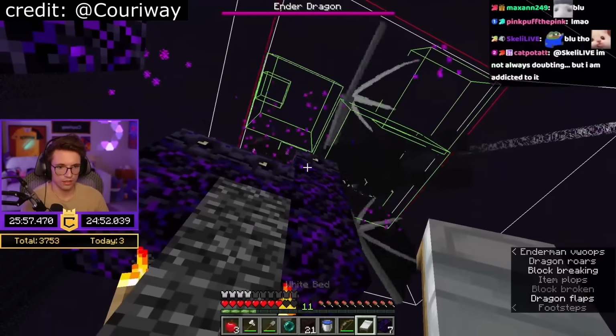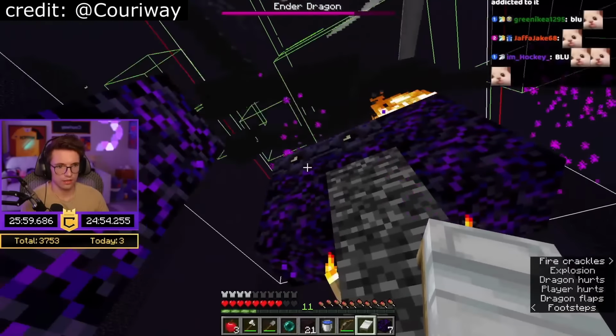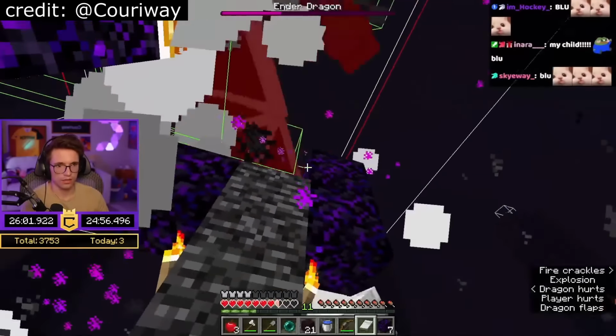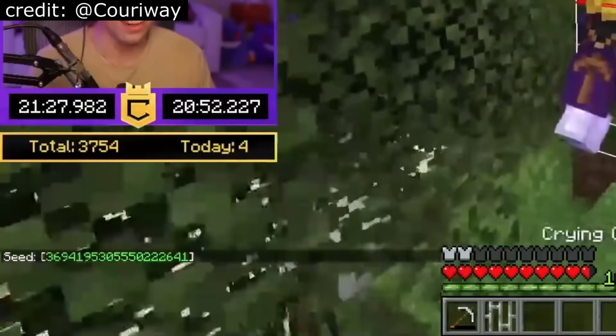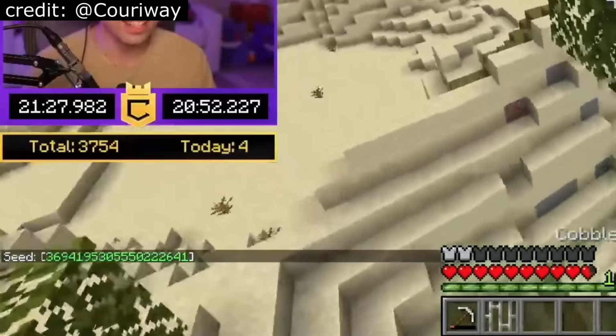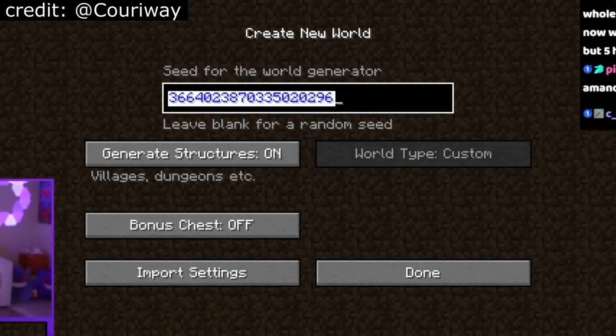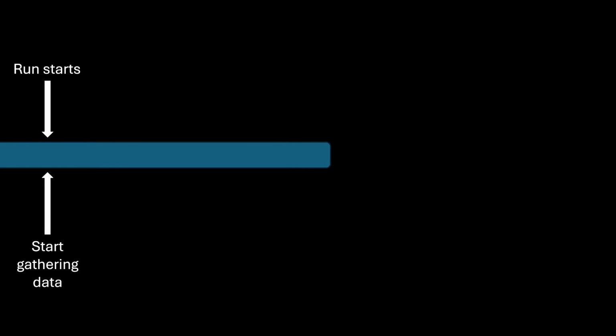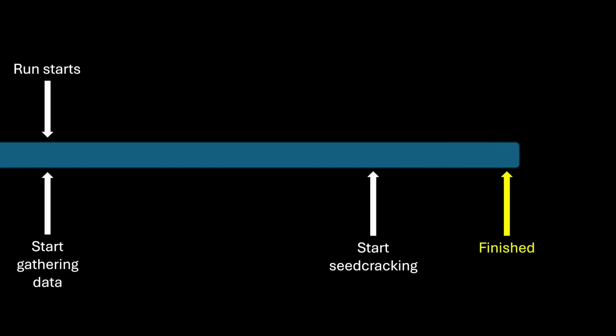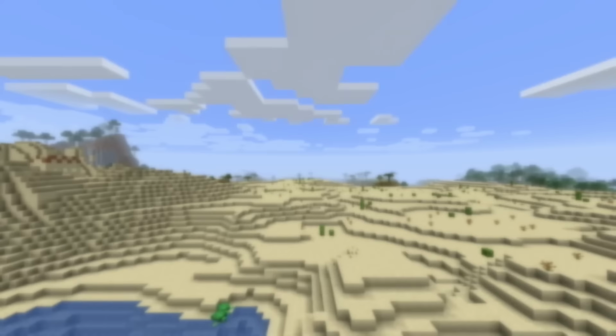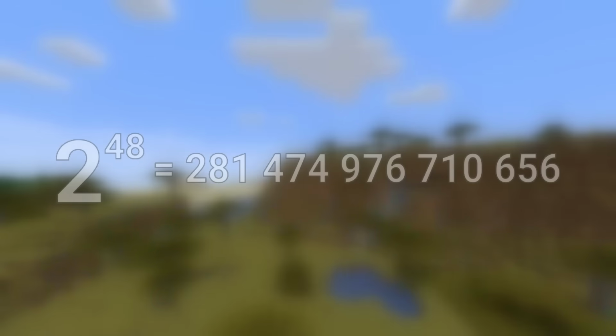A no-reset speedrun by Curryway usually lasts around 20 to 25 minutes. When the run ends, he copies the world seed into a progress tracking spreadsheet. At that moment, the seed becomes publicly known. That means I have to gather all the necessary data from the livestream and crack the seed before the run ends. In total, there's around 2 to the 48th, or 281 trillion, Minecraft world seeds that can be generated randomly. To find the correct one, I would need an efficient strategy.